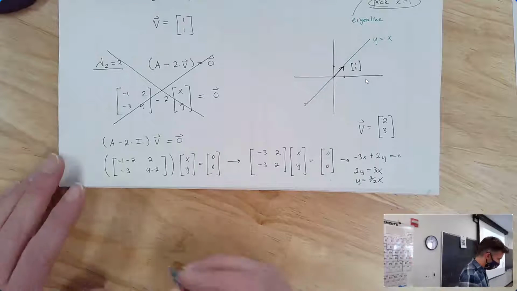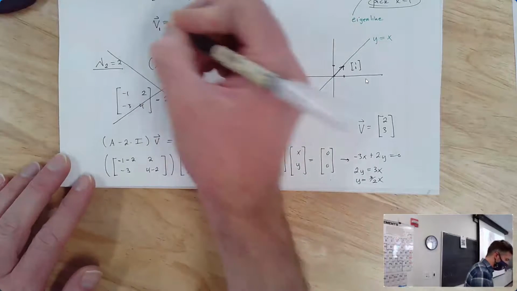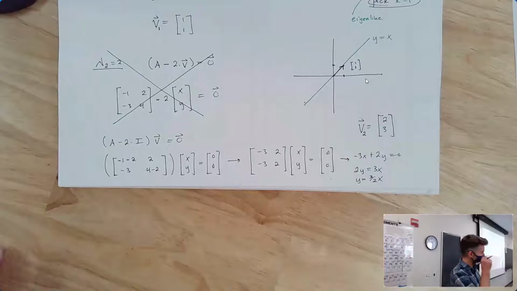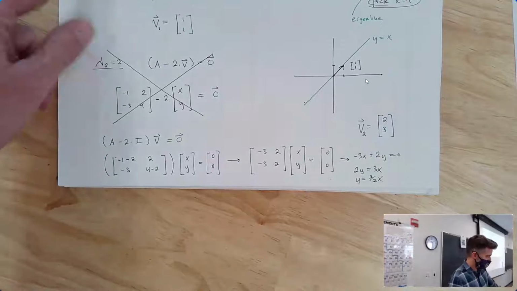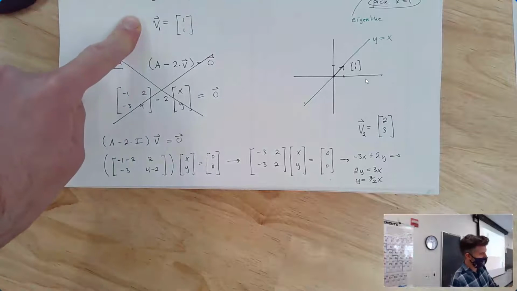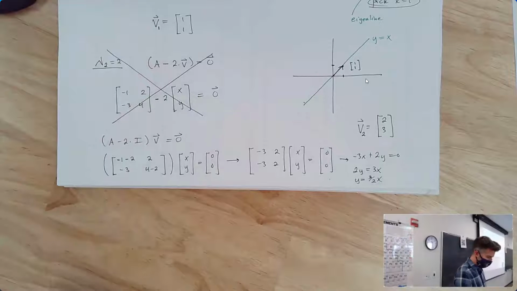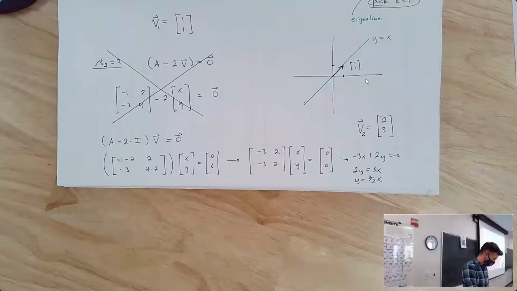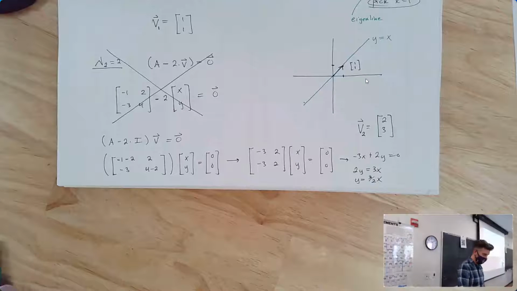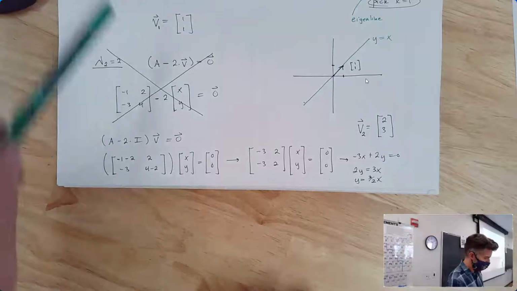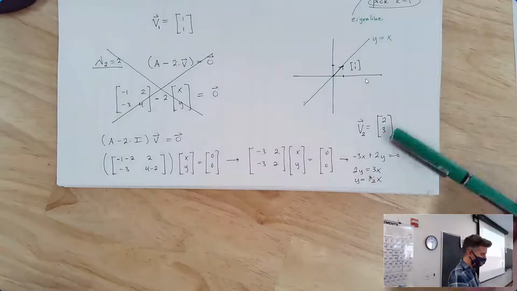And then a couple labeling things. I should really call this V1 and this V2. We'd like to have different names for our eigenvectors. If this is lambda 1 equal to 1, I should call this V1, that's the one associated to it, and similarly here. All right, so those are the eigenvectors for this matrix. Eigenvalues are 1 and 2. Eigenvectors are 1, 1, and 2, 3.